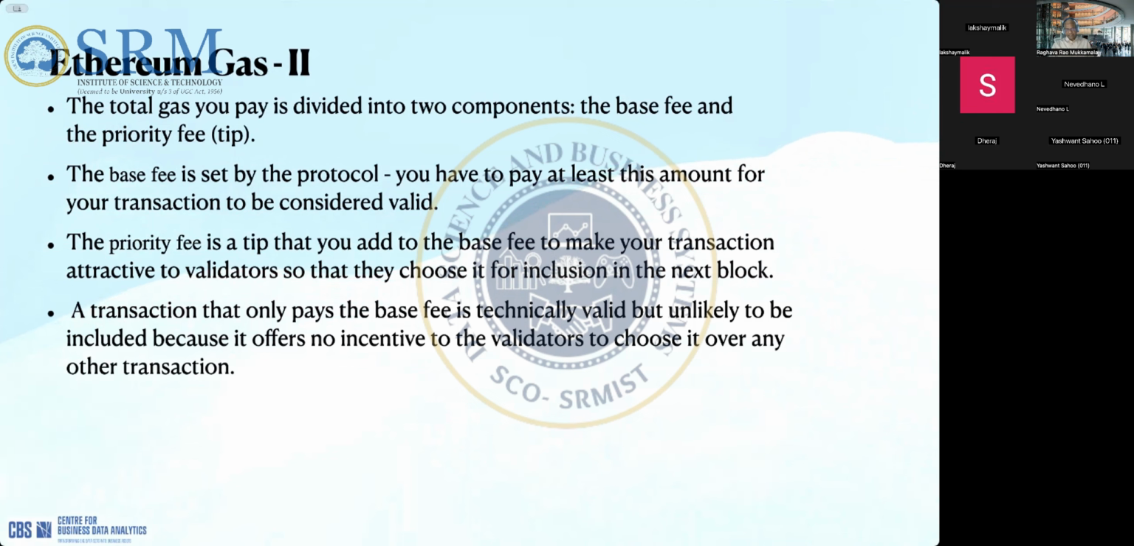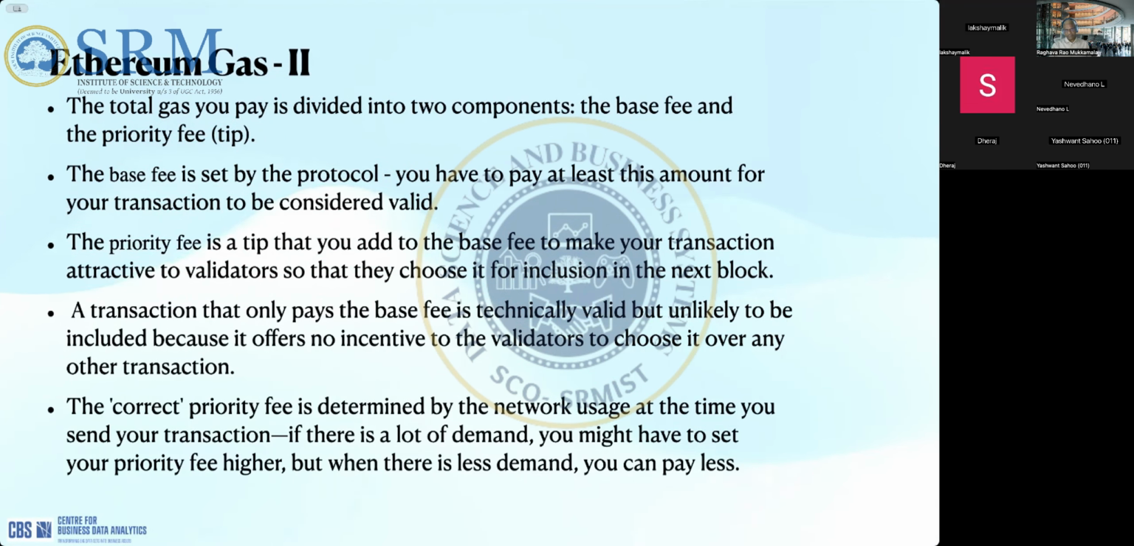So a transaction that only pays the base fee is also technically a valid transaction, but on the other hand, it is unlikely to be included in the block. For example, you only provide the base fee and you don't have any priority fee or tip. The transaction will of course be valid, and they cannot reject it. But on the other hand, it might not be picked up by the miners and made it into the block. So it might be lying there, or be a delayed transaction. Right?